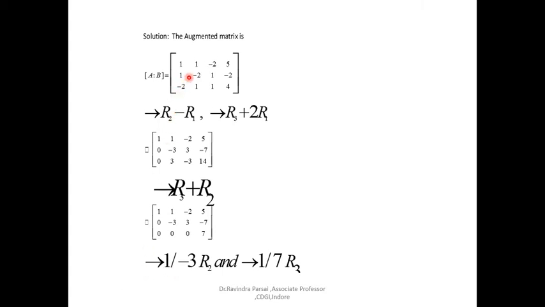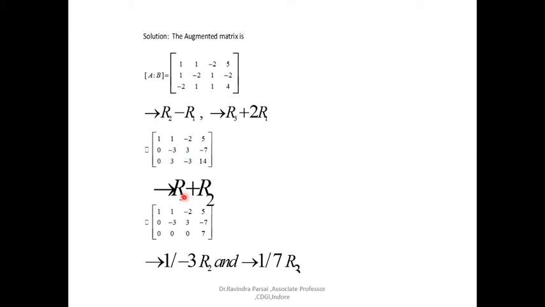In order to solve the system of non-homogeneous linear algebraic equations, first of all you write the augmented matrix. The augmented matrix from the given system is [1 1 -2 5; 1 -2 1 -2; -2 1 1 -4]. For reducing into echelon form, we apply R2 minus R1 on the second row, and on the third row you have to make this element 0. For this, minus 2 plus 2 is 0, that's why R3 plus 2 R1. So you get [1 1 -2 5; 0 -3 3 -7; 0 3 -3 4].